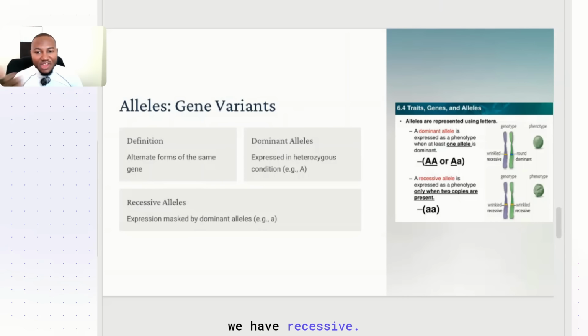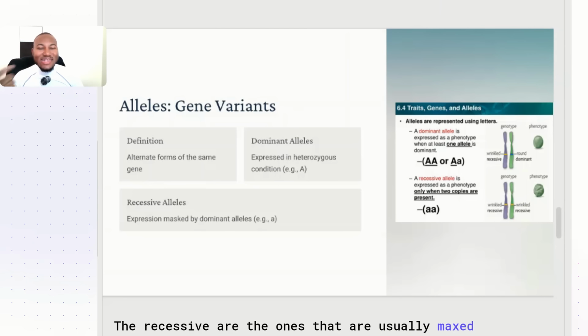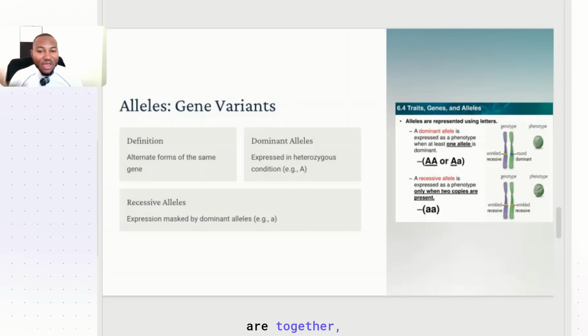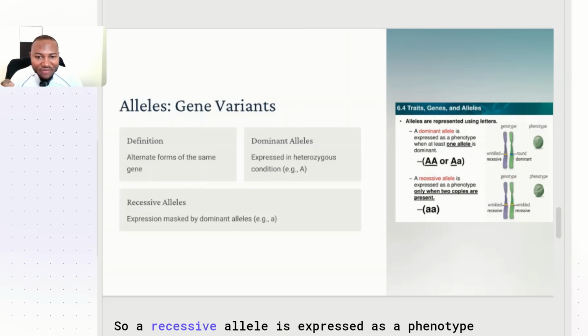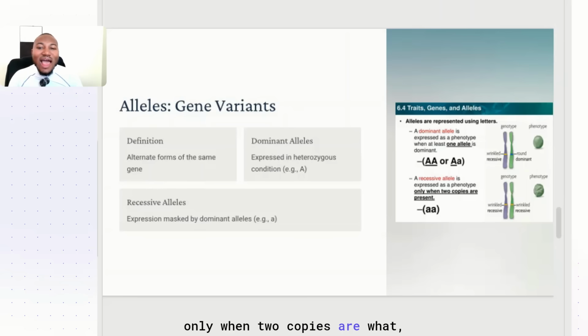We have dominant, we have recessive. The dominant are the ones that are expressed. The recessive are usually masked by the dominant. But the recessive can also be expressed if they are together, right? So a recessive allele is expressed as a phenotype only when two copies are present. But the dominant is expressed even if only one copy is present. The dominant will still be expressed. That's very, very important for you to know.